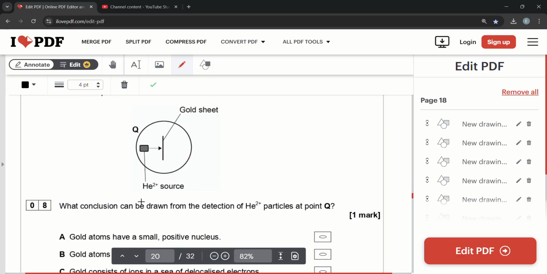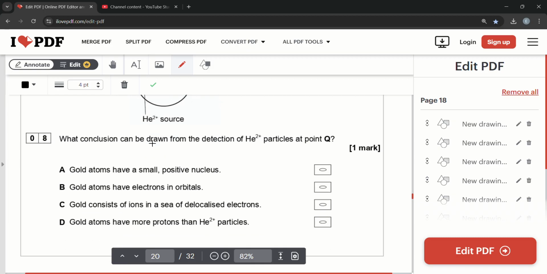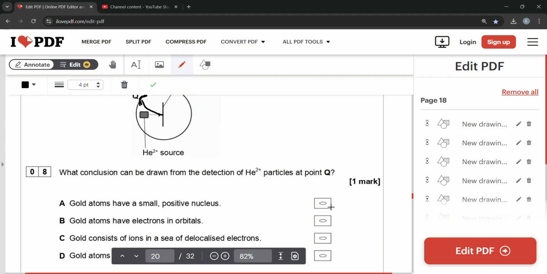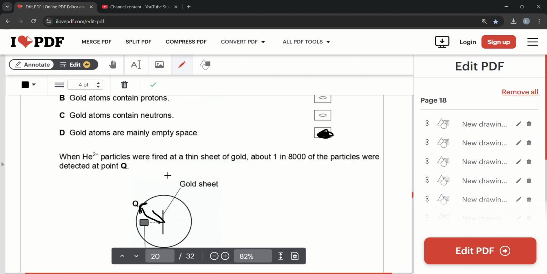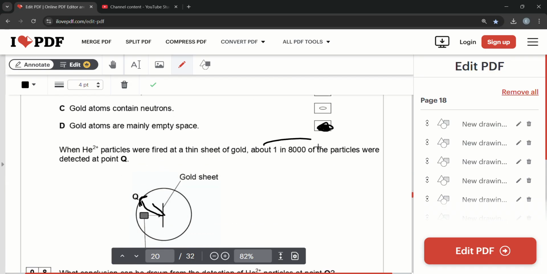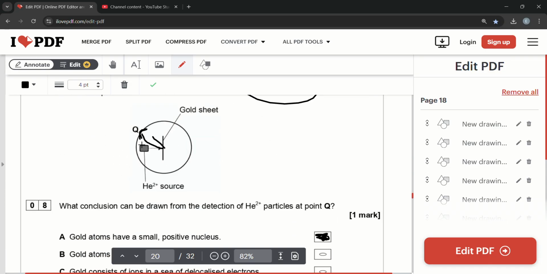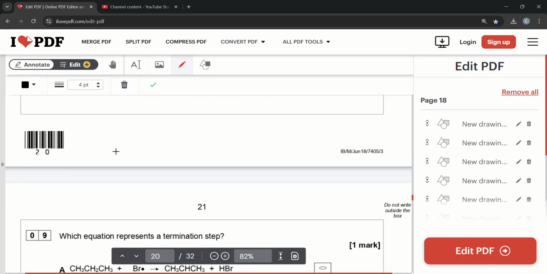What conclusion can be drawn from the projection of He2+ at point Q? So, it's being repelled, sent back to Q. Well, it's going to tell me that it's got a positive nucleus, however, it's a small positive nucleus. Reason being, if it was a large positive nucleus, all of them would go back, but clearly not. 1 in 8,000 would take that path to point Q, therefore it's got to be a small positive nucleus.